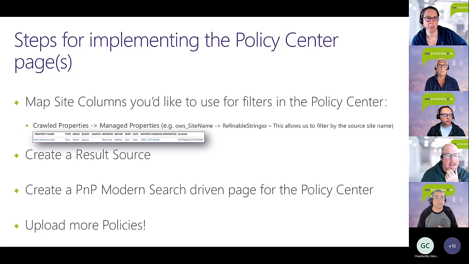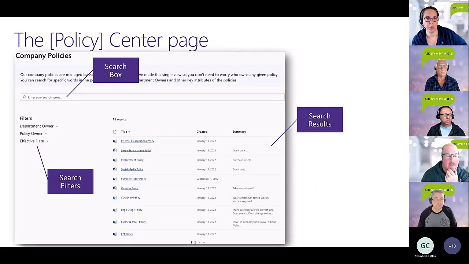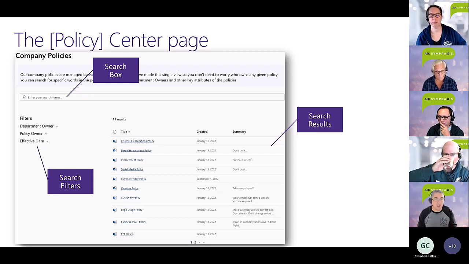All right, let's talk about that page a little bit, some of the nuances of setting this up. I think you've got some builds on here, Derek. Yeah, as we've been talking about, this is using the P&P modern search web part. There are a bunch of different components to it, but the three that we use for this particular solution are the search box, obviously, which collects the input. Keep going.